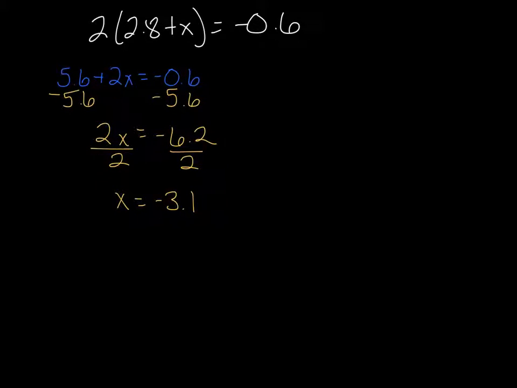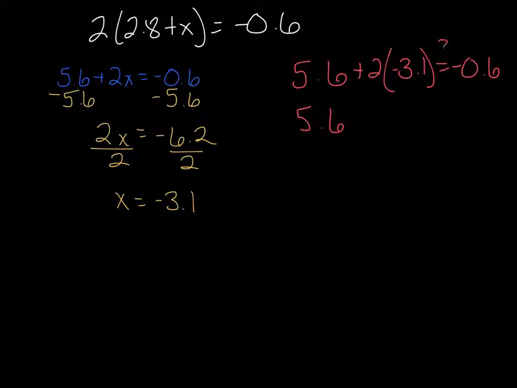Okay, create some room to solve, check it now. So 5.6 plus 2 times negative 3.1 equals negative 0.6. Or at least it should. 2 times negative 3.1 would be negative 6.2 actually. And it should equal negative 0.6.